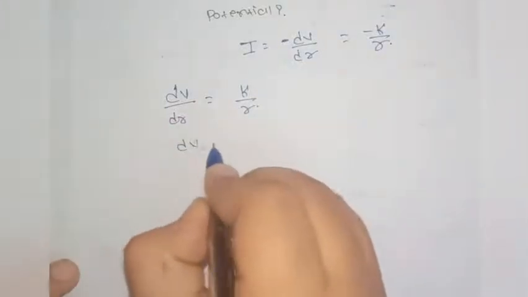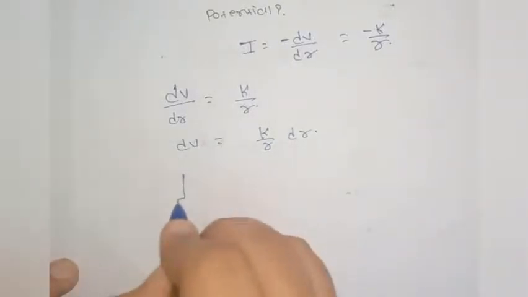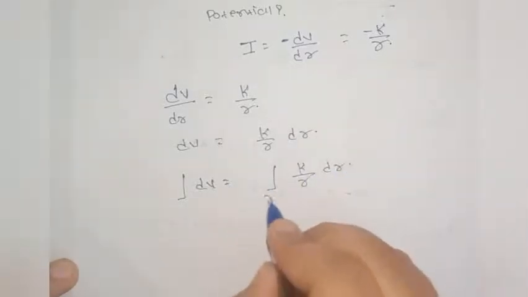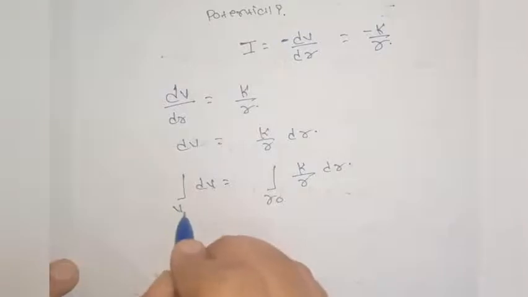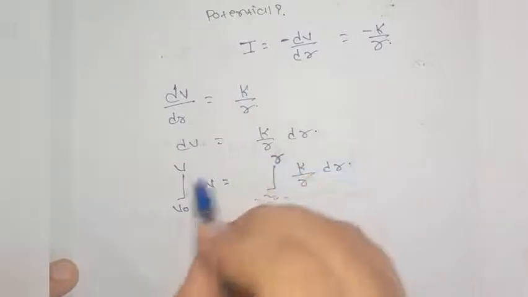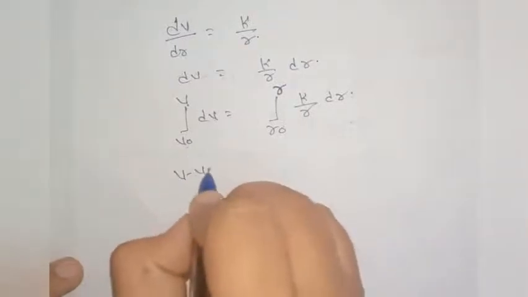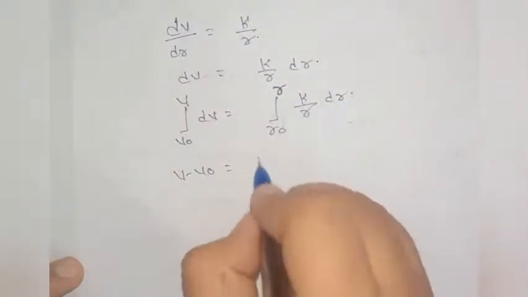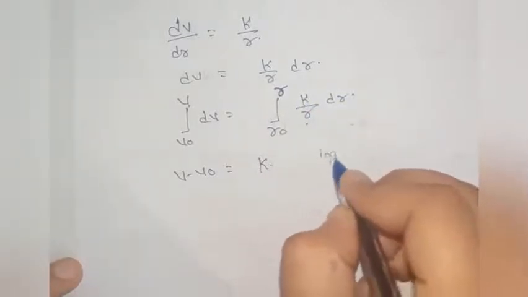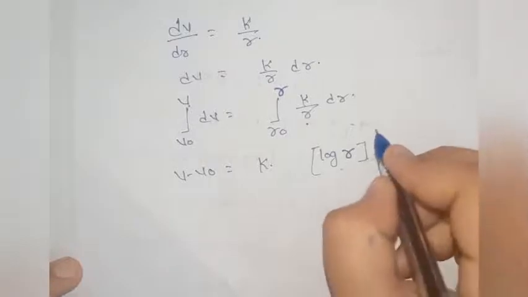So dV will be equal to k by r dr. Now integrating both sides, integration of dV is equal to integration of k by r dr. The initial position is r naught and at that point the potential is V naught. At any arbitrary point r, let's say the potential is V. So V minus V naught will be equal to, here k is constant, integration of 1 upon r will be log r, with limits from r naught to r.